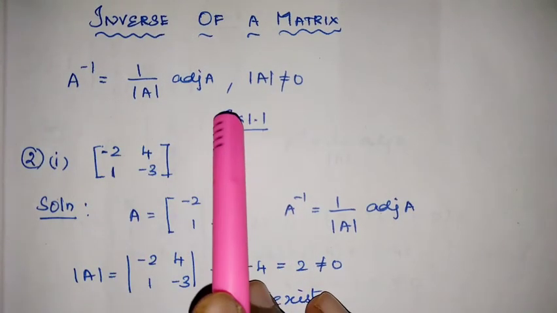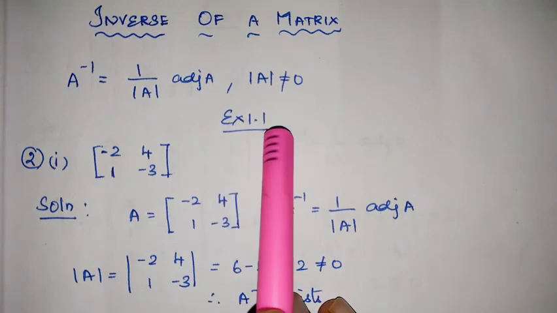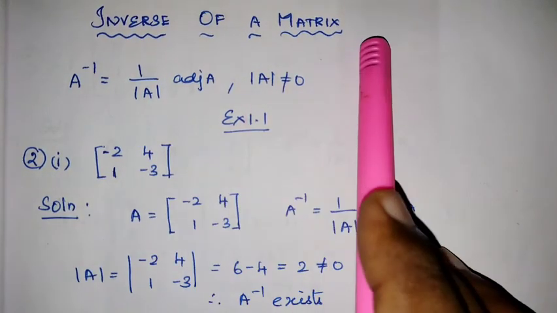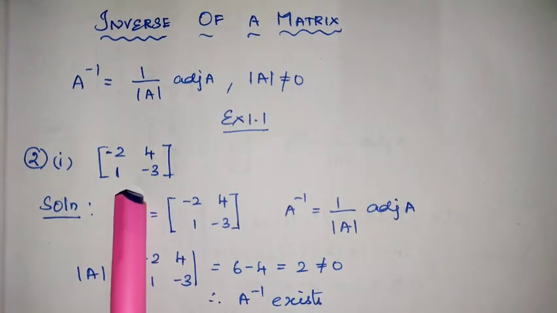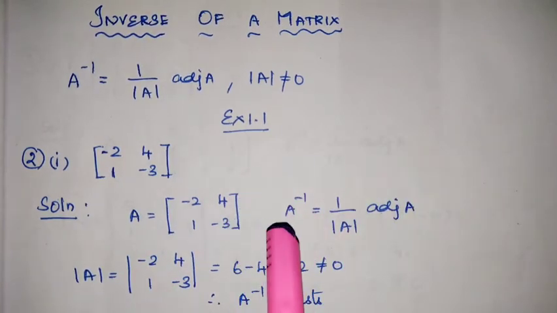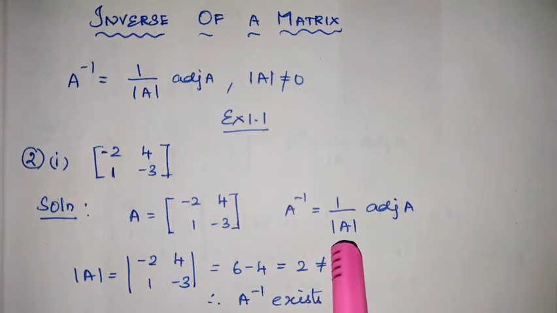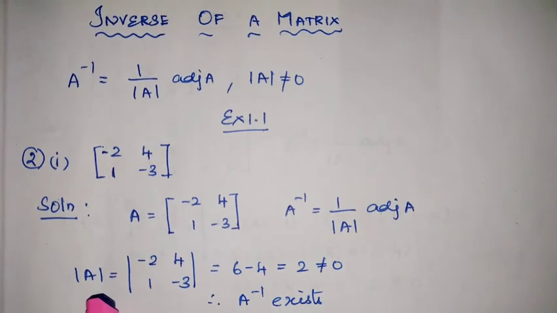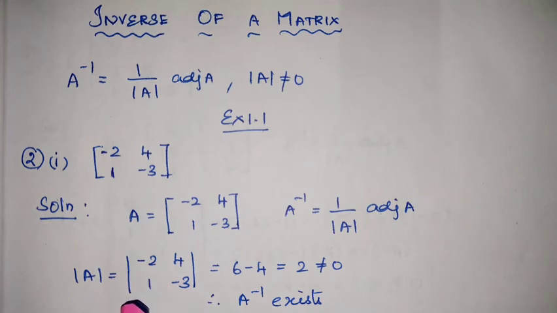Okay. Exercise 1.1, sum number 2, subdivision 1, you are asked to find inverse of a matrix. The given matrix is a 2 by 2 matrix, so I'll name this as A matrix. And you know this is the formula, A inverse is equal to 1 by determinant A into adjoint A. I told that you have to find determinant A. So take this box sign and write the vertical bar. So it becomes a determinant. So you have to multiply it.